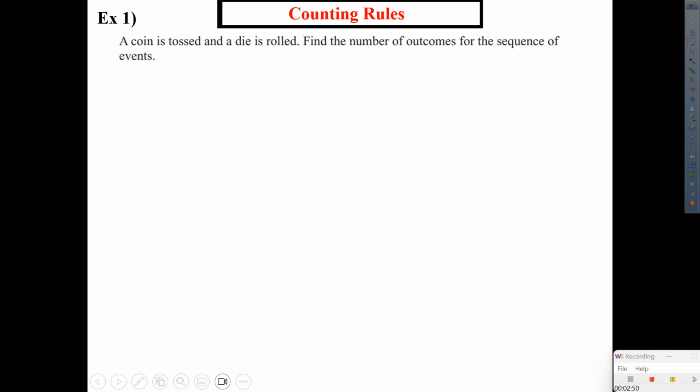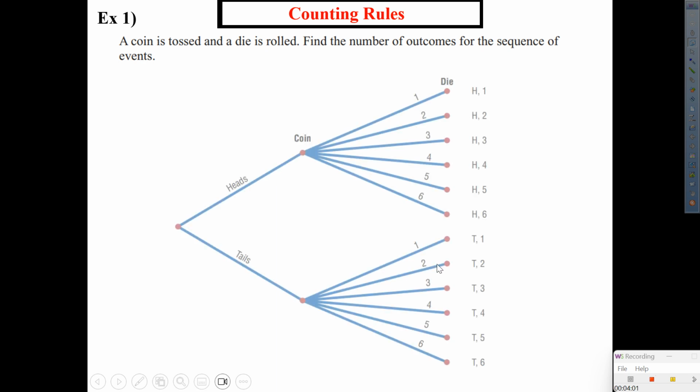Looks like Jaden's got it. Very good, Jaden. Joel's got it. Very good, Joel. A coin is tossed, and a die is rolled. All right. So, I'm not going to put you on the spot, being that it's Monday. But here goes the diagram. Look up.